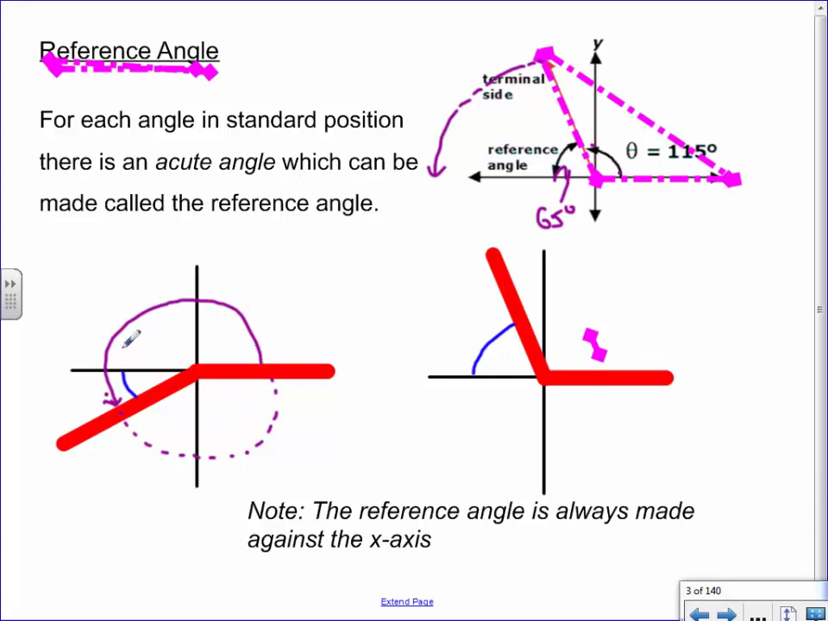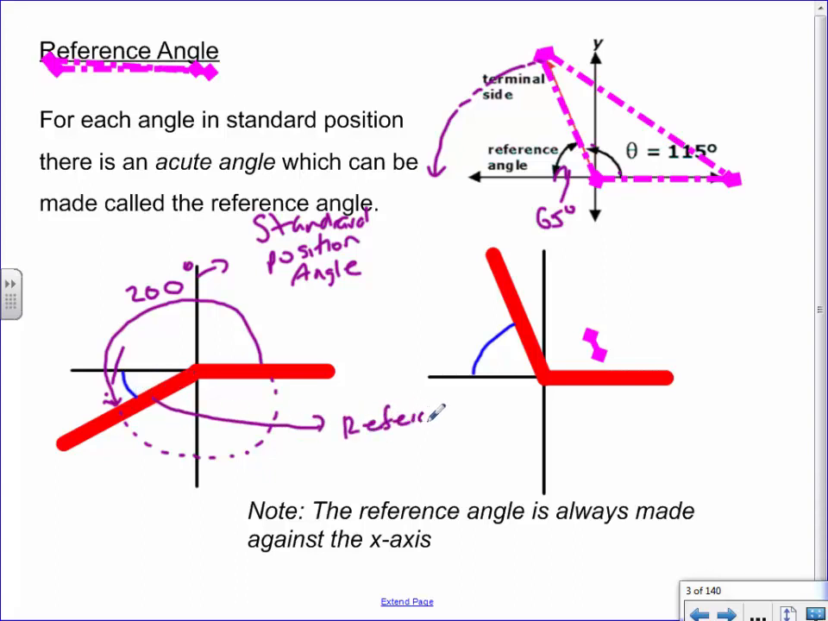Here, I've got an angle that, for the sake of argument, why don't we call it 200 degrees? It's a little bit more than 180. Now, we're going to call this the standard position angle. If the standard position angle is 200 degrees, there's a little angle right here, where I went a little bit too far, and we would call that one the reference angle. How much is the reference angle going to be? Does that make sense why it's 20?